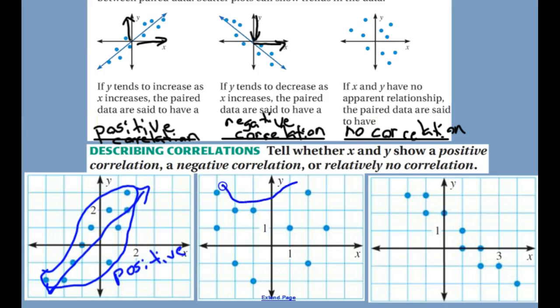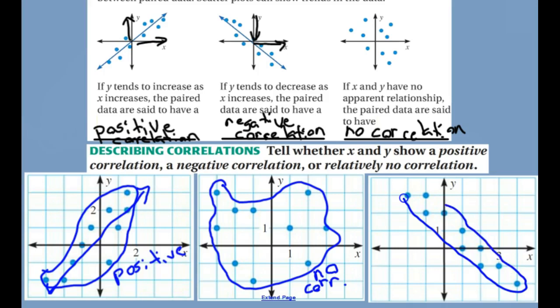Here, if we drew a box or a shape around all these dots, we really don't see anything here. So this one is going to have no correlation. I'm just going to abbreviate that to no corr. Here, if we drew a shape around these, this one looks to have a negative correlation because it's going downhill. So this one would be negative. So we have positive, no correlation, and a negative correlation.